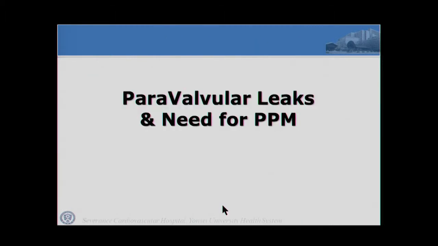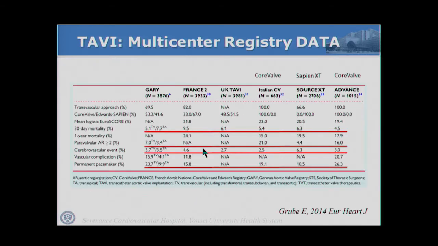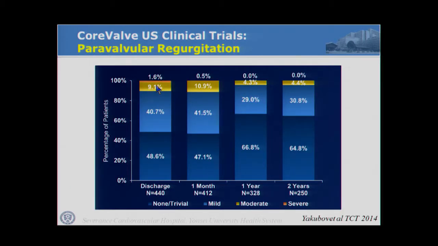And we have to talk about paravalvular leaks and the need for a permanent pacemaker. As you all know, according to the multicenter registry, there is a slightly increased risk of moderate to severe paravalvular leak in favor of CoreValve. However, with time, the frequency of moderate to severe aortic regurgitation decreases.